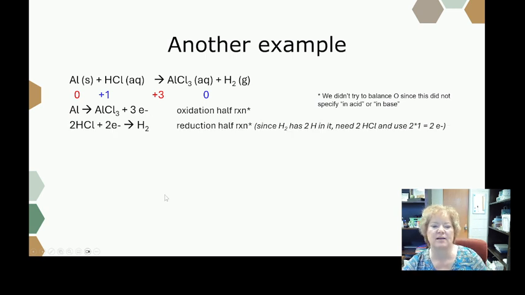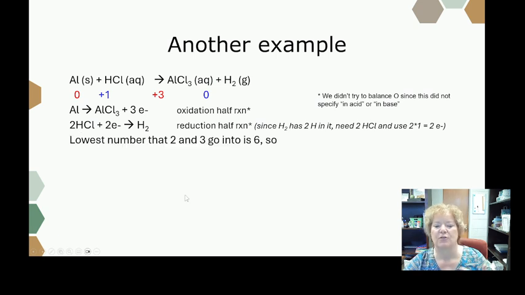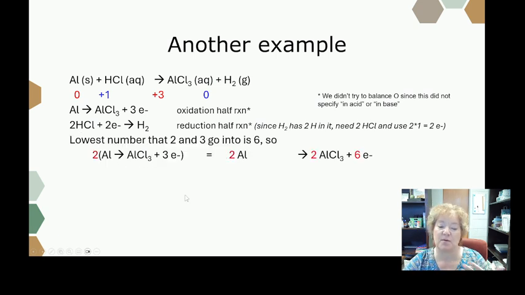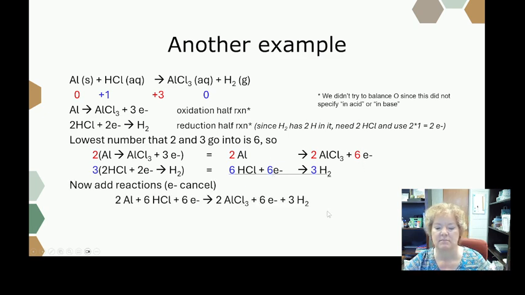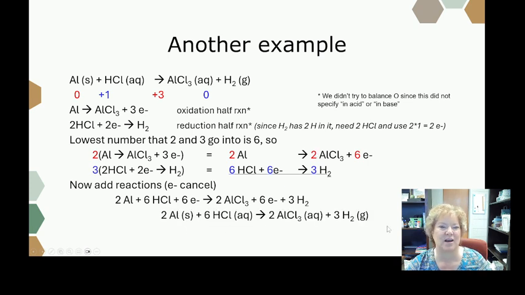The reduction half reaction, I have H is +1 going to H2. Since there's 2 on the right side, I need 2 on the left side, so I'll start with 2 HCl. Each one required 1 electron, so a total of 2 electrons. 3 and 2 go into 6, so I'm going to multiply the first one by 2 and the second one by 3. And when I do, they're both now 6 electrons. I can add them all together. 2Al, 6HCl, 6e, arrow, 2AlCl3, 6e, 3 H2, and then I just rewrite it without those electrons.